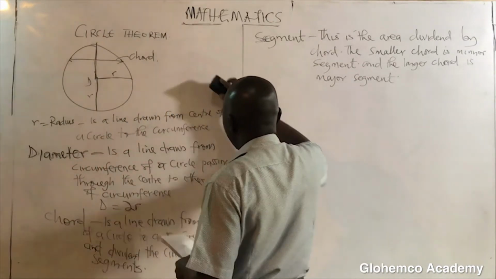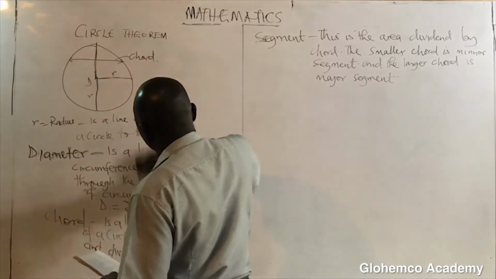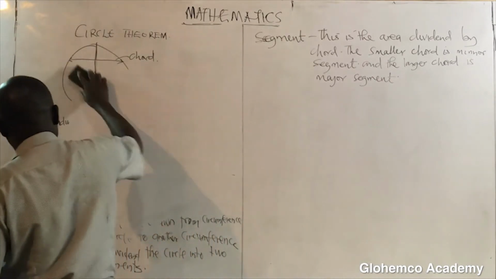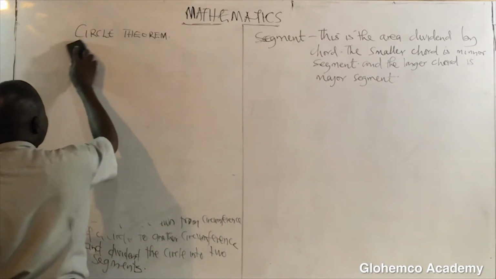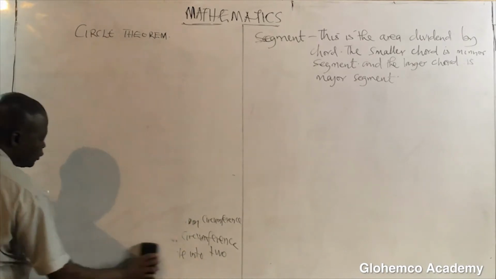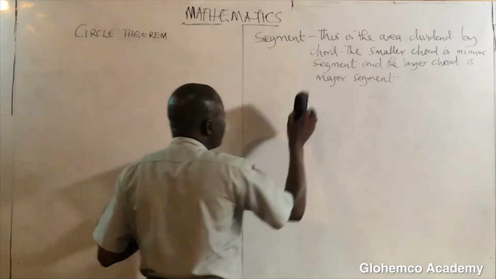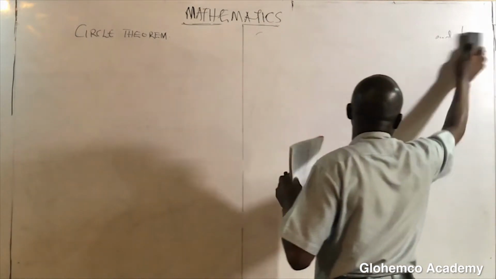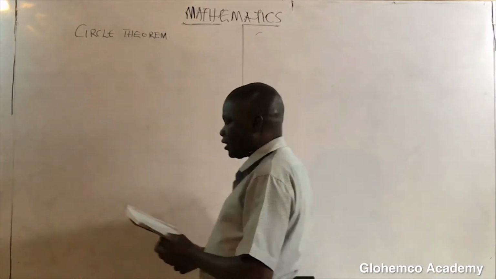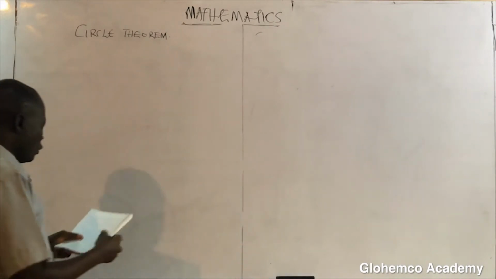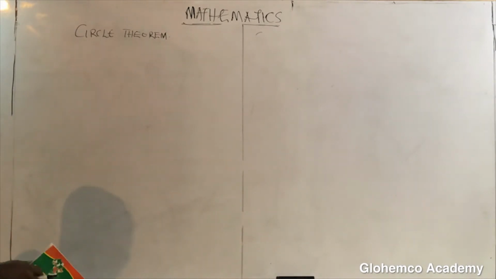Apart from this, we are going to look into some theorems, because the theorems will be guiding us in our calculation. We prove one or two of the theorems, and we will now solve some examples of a circle theory.